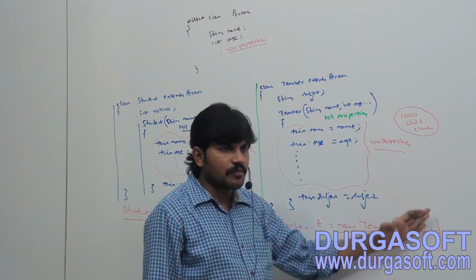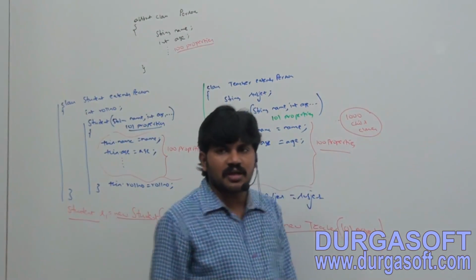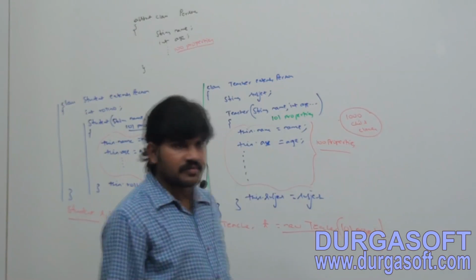And in the next child one time you have to write. How many times do we require to write? 1000 times, because how many child classes are there? 1000 child classes are there. Are you able to understand?